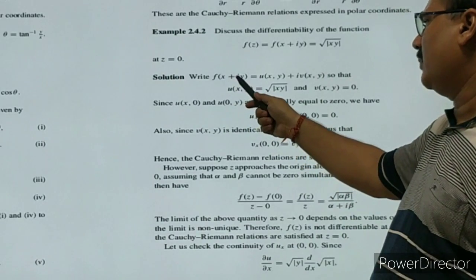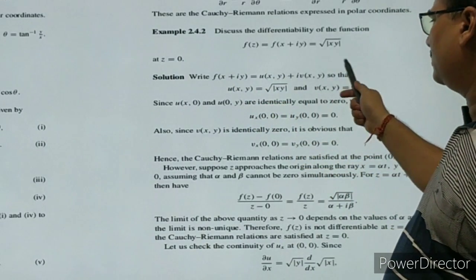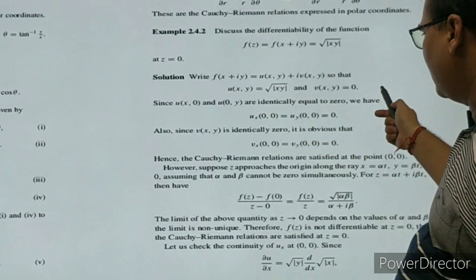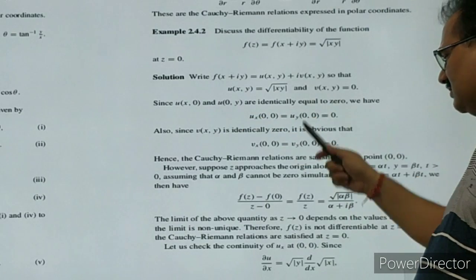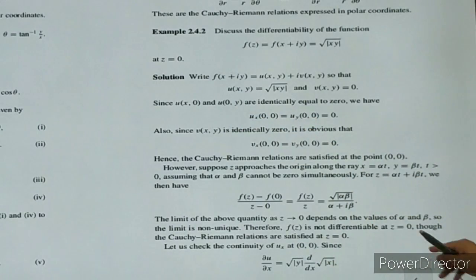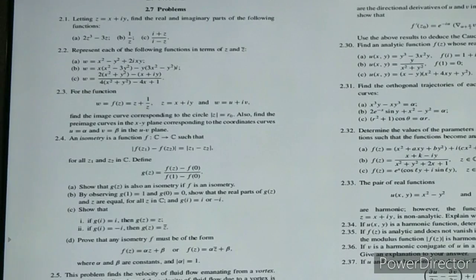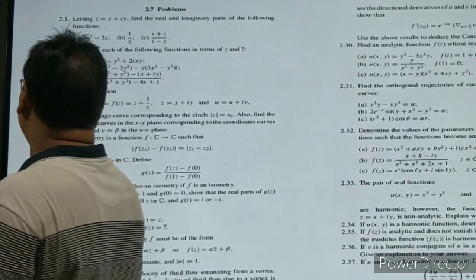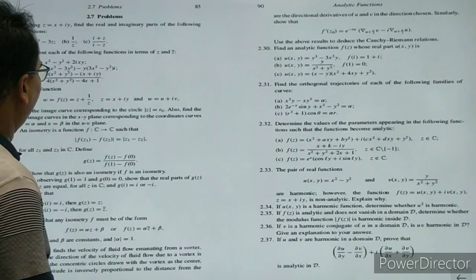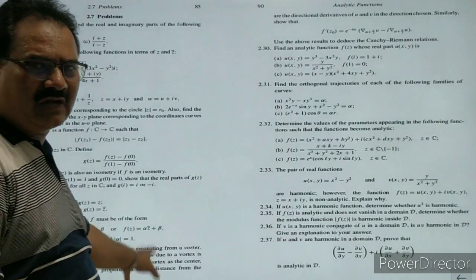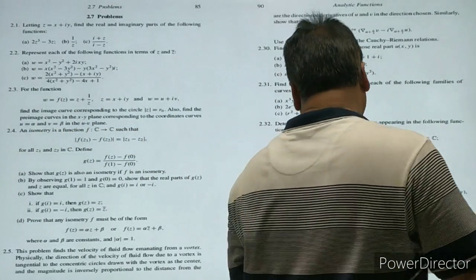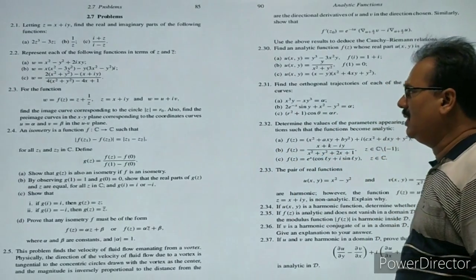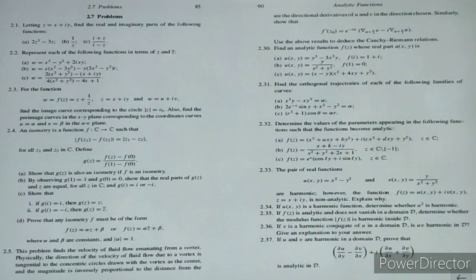You write first f(x + iy) is equal to u + iv, then u(x,y) is equal to this, then v(x,y) is this. After putting these values and going through the different stages, you can satisfy the Cauchy-Riemann equation. Here is a set of some problems, so you are advised to go through and attempt them. Again, pause on this page, note down, and practice these problems.